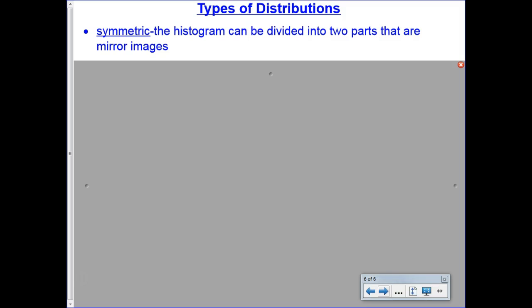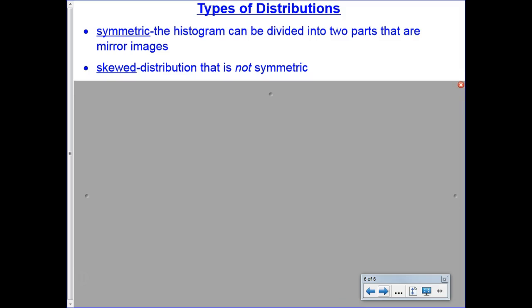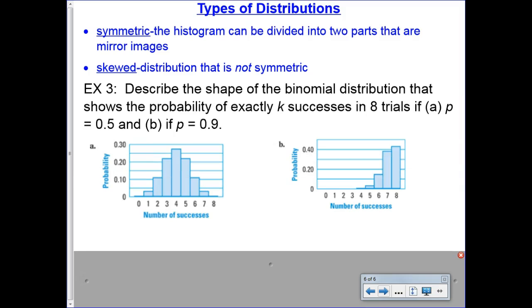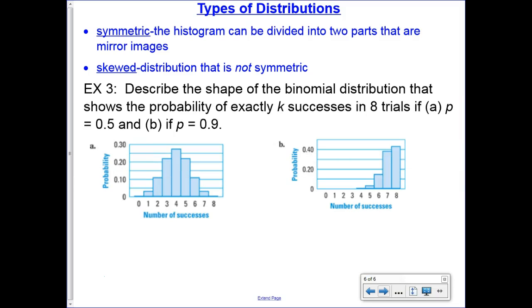All right, types of distributions. We could have a symmetric distribution, where it can be divided into two parts that are mirror images, or we can have a skewed distribution, a distribution that is not symmetric. So, describe the shape of the binomial distribution that shows the probability of exactly k successes in 8 trials if the probability is 0.5 and if the probability is 0.9.